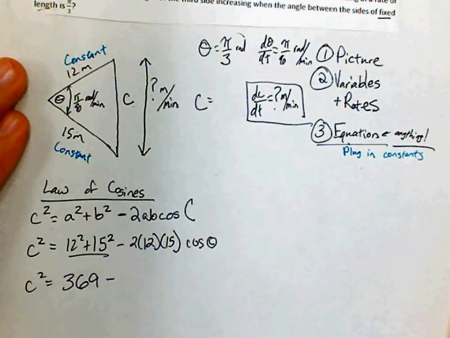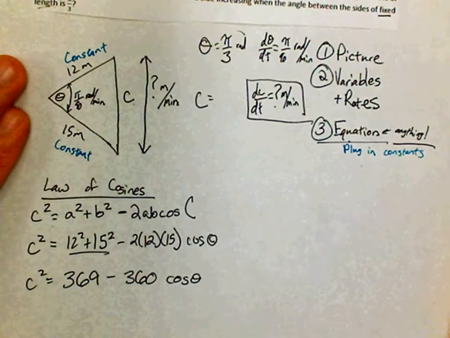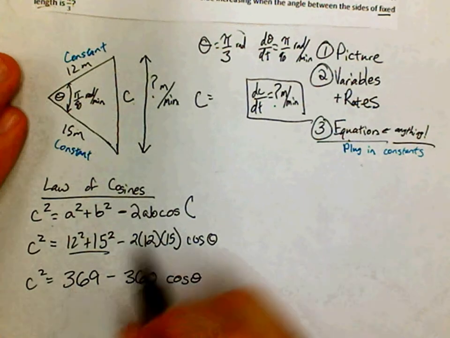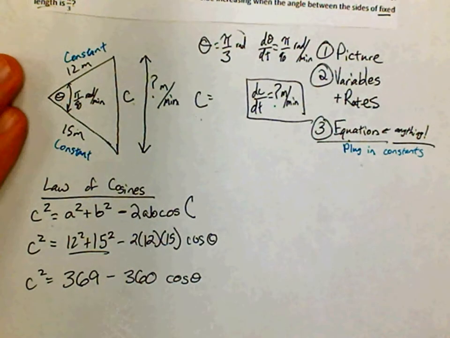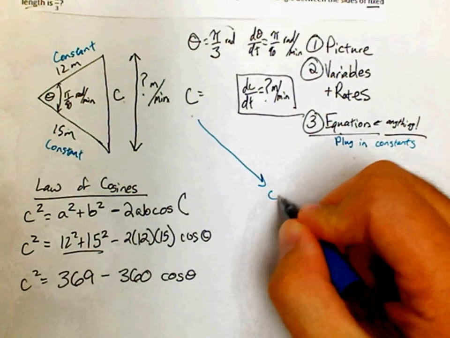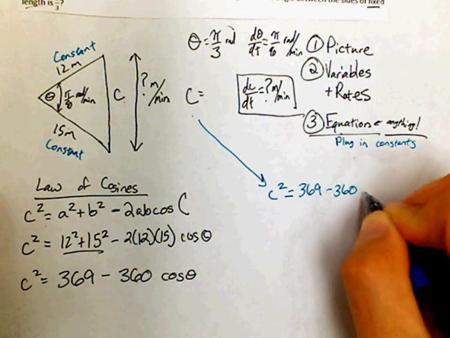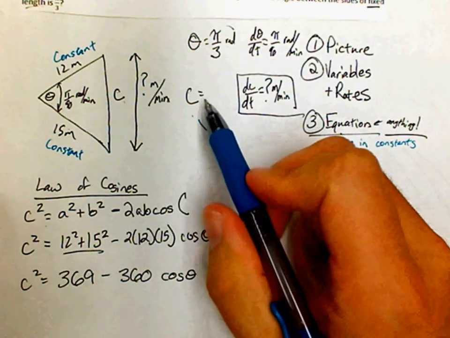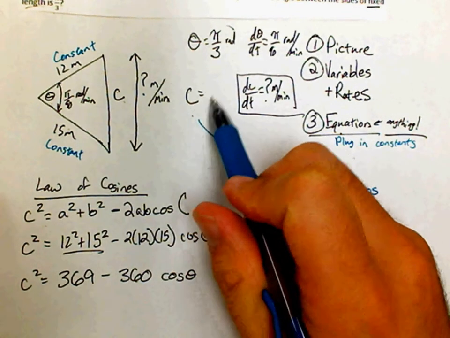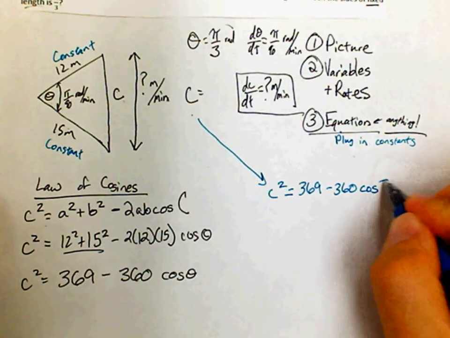2 times 12 times 15 is 360. And at this point, I think we could actually go ahead and find this c. Let's do that. C squared equals 369 minus 360 cosine theta. Now c is going to change, but the moment I'm going to care about is when theta is pi over 3. I want the matching side. So let's put the pi over 3 in here.